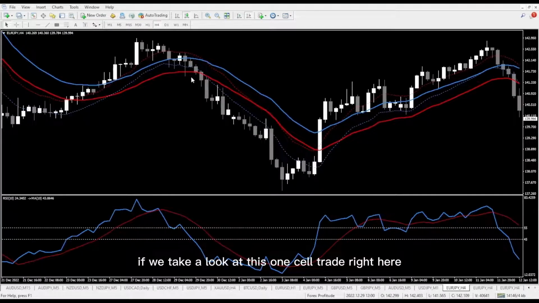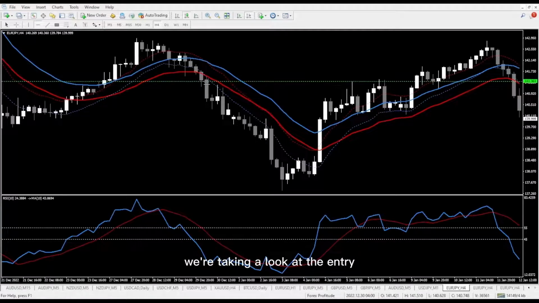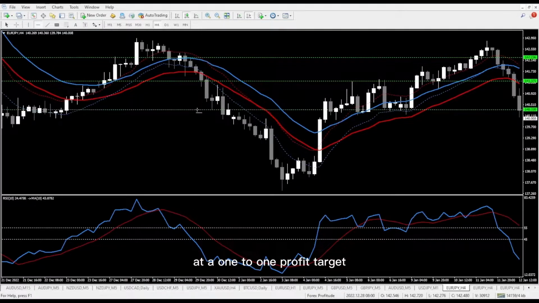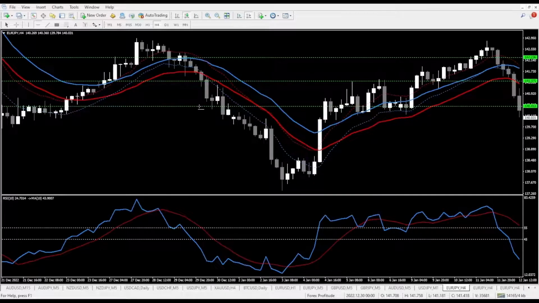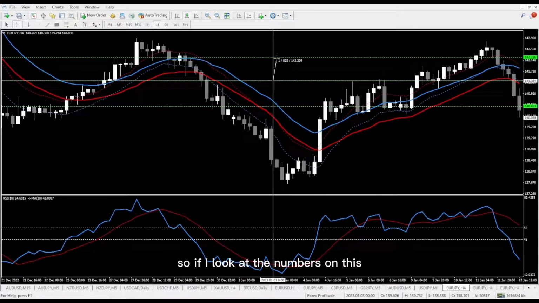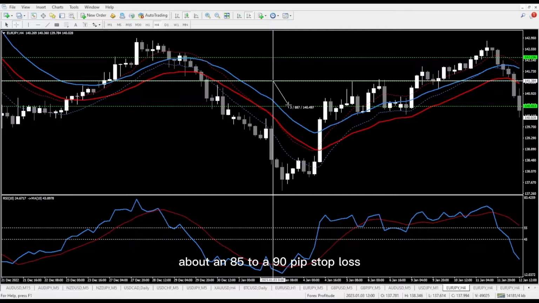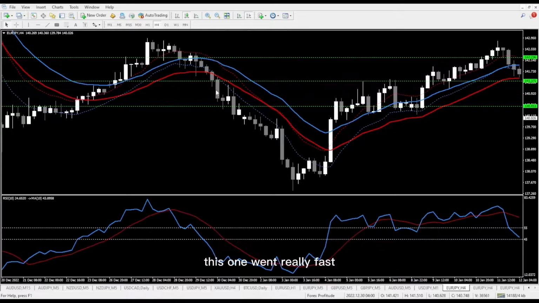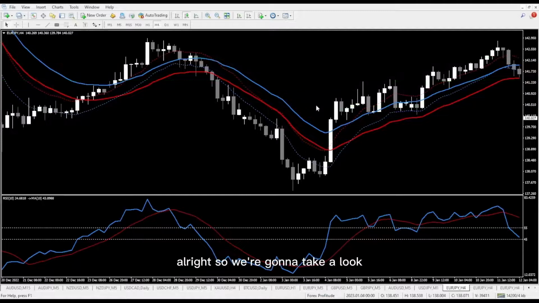So if we take a look at this one sell trade right here, we're taking a look at the entry at the close of this candle. We're taking a look at the stop loss above that 20 EMA. And now we're taking a look at a one-to-one profit target, which should be right around here. So if I look at the numbers on this, we're taking a look at about an 85 to a 90 pip stop loss. And so we've got a 90 pip profit target as well. This one went really fast. It only took 2 candles to get to that profit target. When you've got the momentum on your side, oftentimes these trades don't need to last very long in order to hit your profit target.